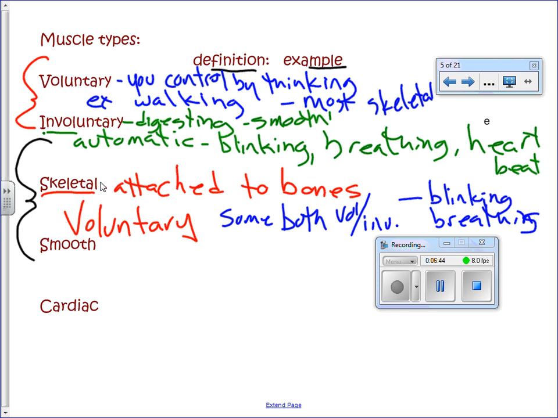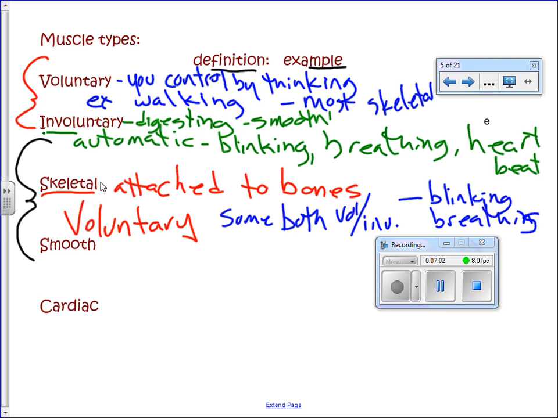So, blinking. There are muscles that surround your eyes. I'll show you on the muscle guy back there. There are these circular muscles surrounding your eyes. You can blink on purpose, obviously, but you also blink automatically without thinking about it.